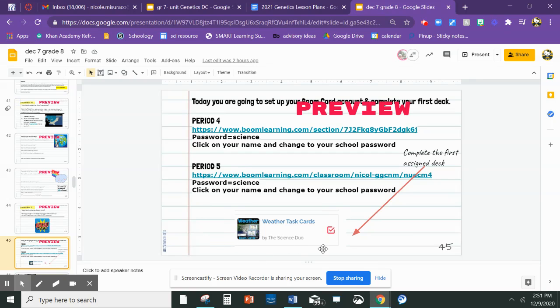weather task cards. I'd suggest going through the deck several times to become better at answering the questions and answering more and more correct. If you have any questions, please reach out and let me know.